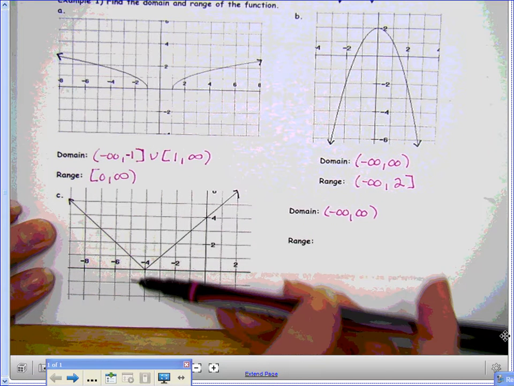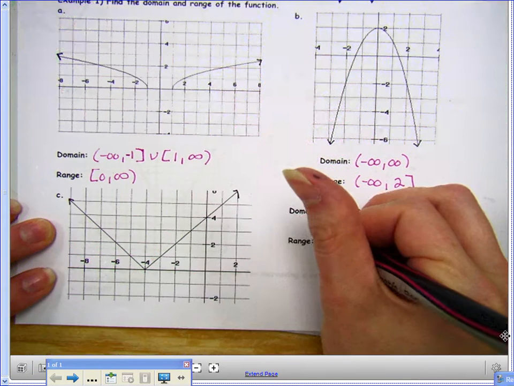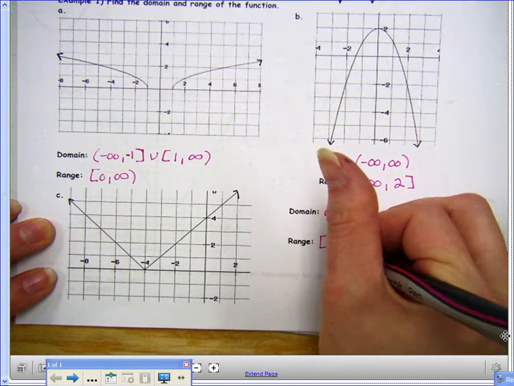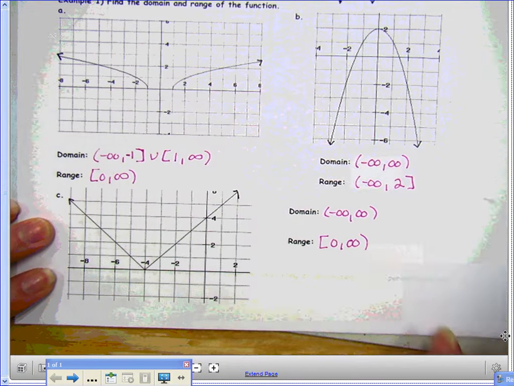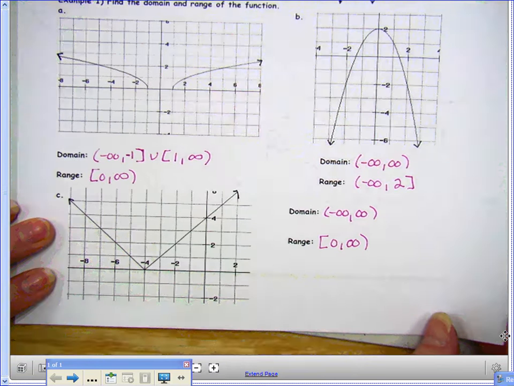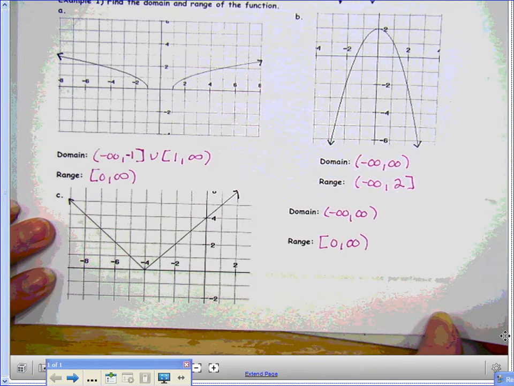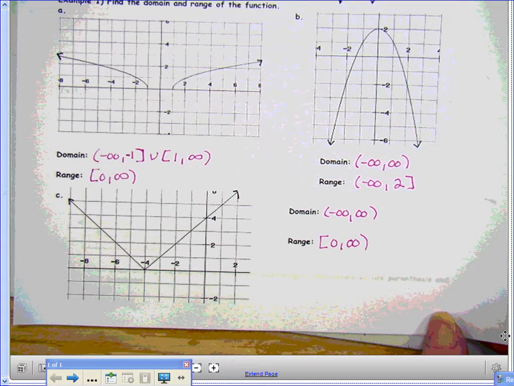Right, starting here at 0, going to infinity. So bracket 0, comma, infinity. You guys need to get good at that by looking at your graphs and telling what your domain and range is. And we've already talked about some of that before.